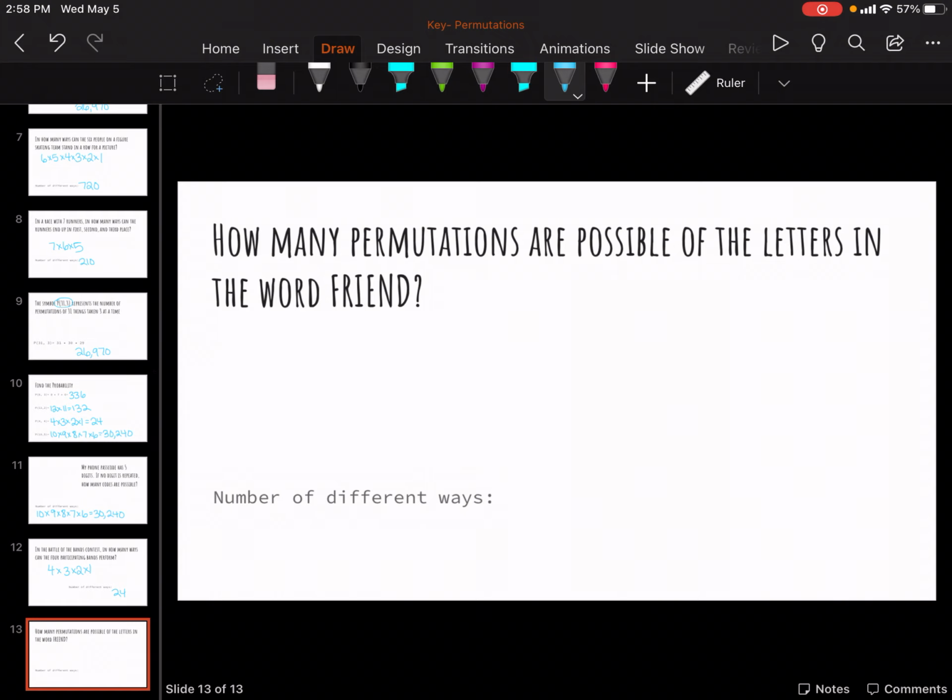Last one. How many permutations are possible for the letters in the word friend? Well, how many letters are there? 1, 2, 3, 4, 5, 6. So 6 times 5 times 4 times 3 times 2 times 1, all the way to the end. 720.